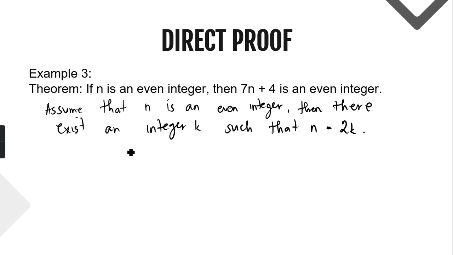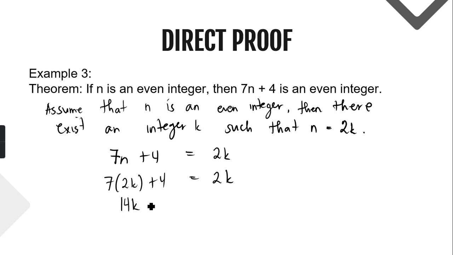Okay, so now 7n plus 4 ay ipoprove natin to be even. Lagay ko dito si 2k. So, palitan lang natin yung n ng 2k. So, that would be 7 times 2k plus 4. So, this will be 14k plus 4. So, pwede nating ilabas si 2. That will be 2 times the quantity 7k plus 2.